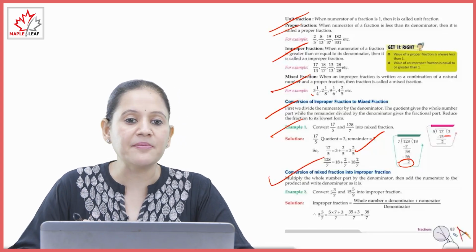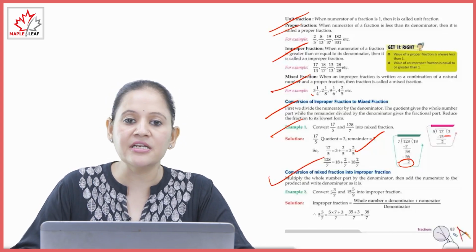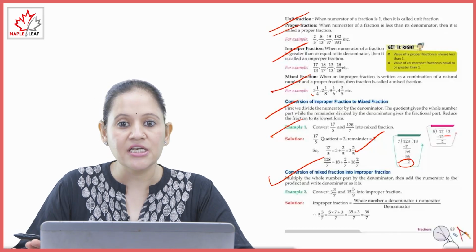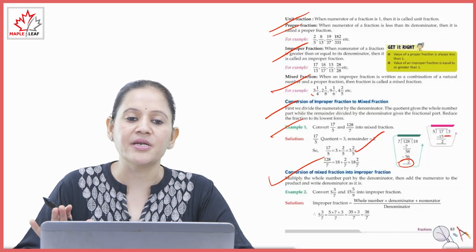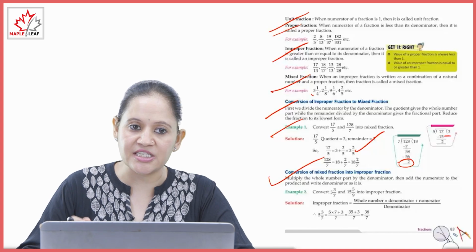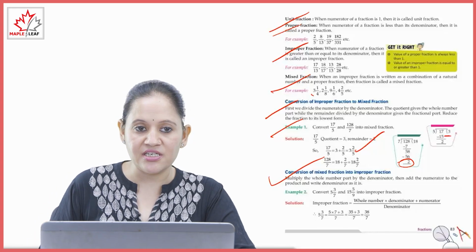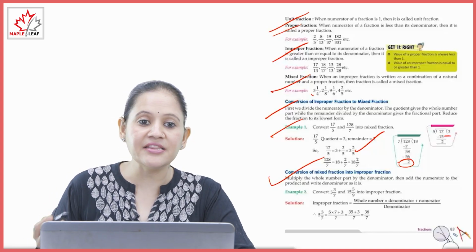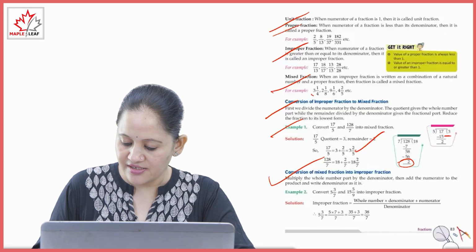Next, conversion of mixed fraction into improper fraction. For that, we'll multiply the whole number part by the denominator, then add the numerator to it and write the denominator as it is. Suppose we have to convert 5 3/7 into an improper fraction. So 5 into 7 is 35, plus 3, that is 38/7.